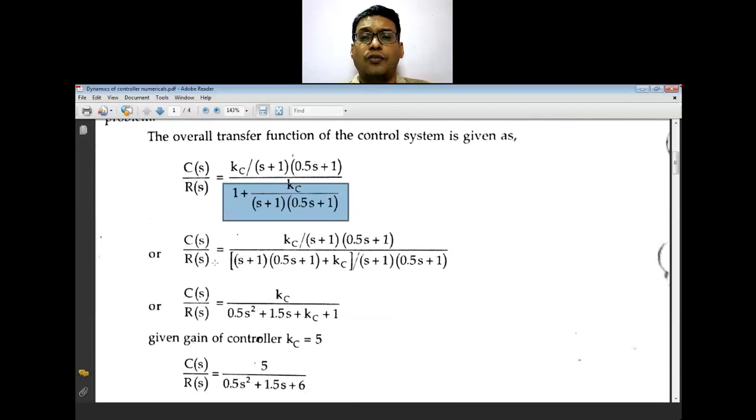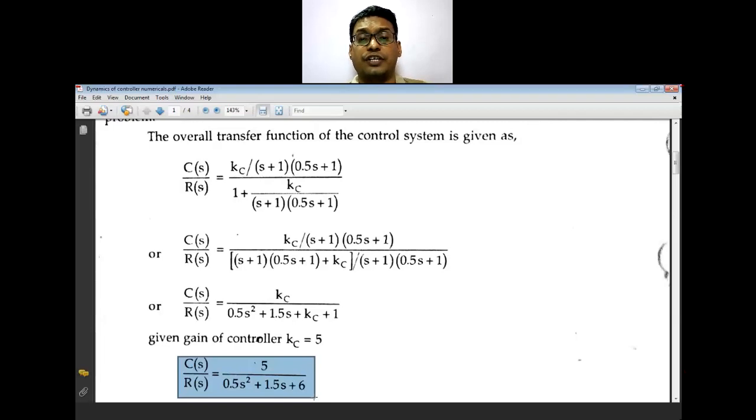So C(s)/R(s), after simplification, you will get Kc/(0.5S² + 1.5S + Kc + 1), where Kc, the value of controller gain, is mentioned as 5. So with further simplification, you will get this equation.